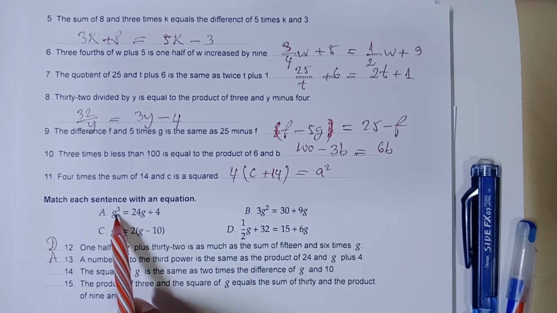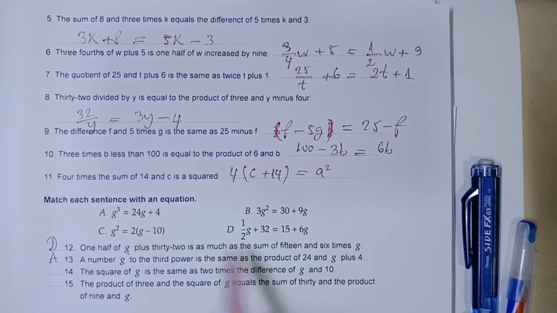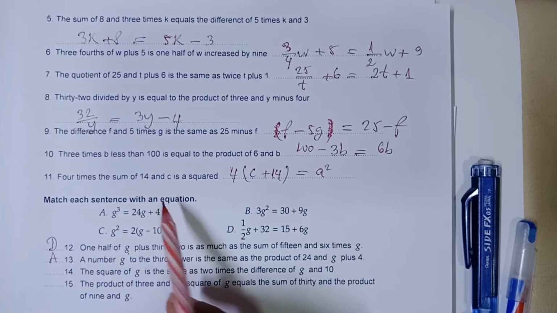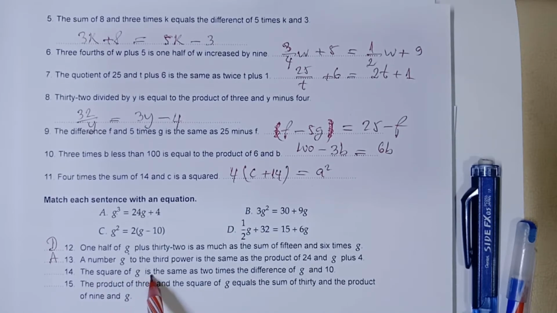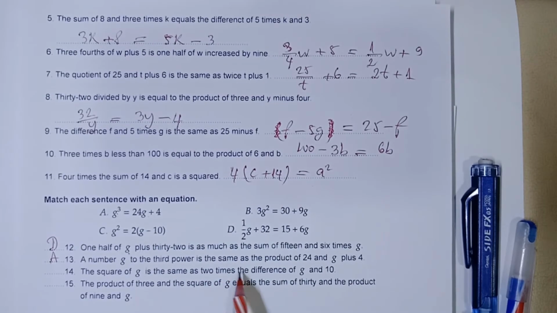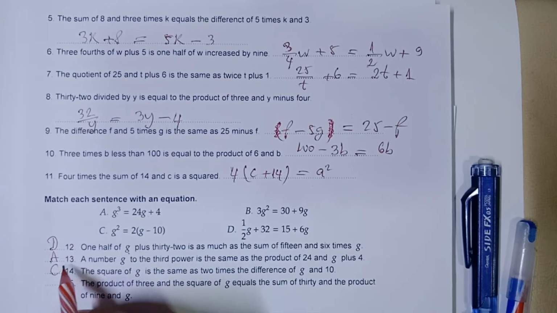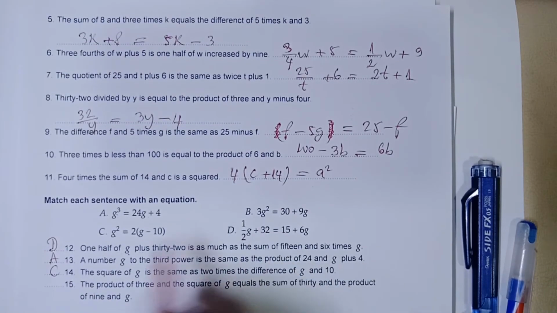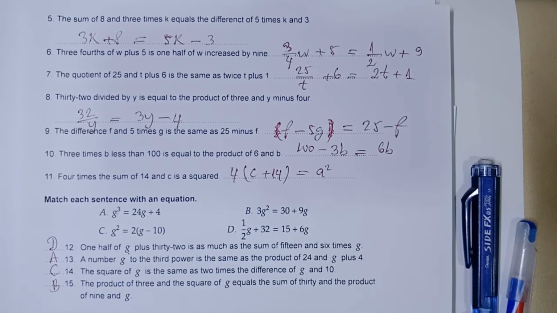This is g to the third power, so you don't need to read further because you have only one g to the third power. The square of g is the same. Okay, this is the square of g. The square of g is the same as 2 times. Alright, so C. And the third one you need to read further. Obviously, it's going to be the B option. So that is it for our lesson 2-1.